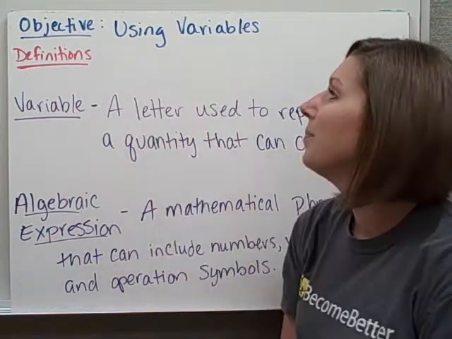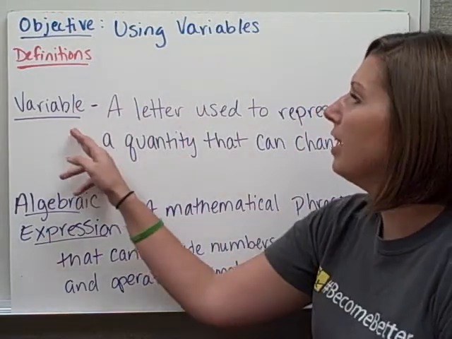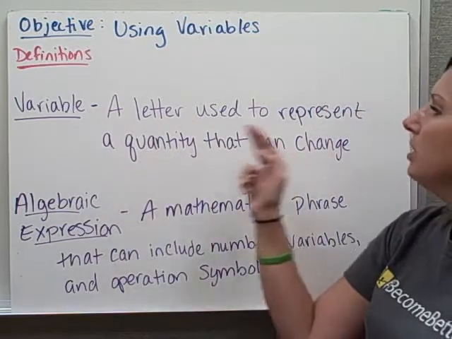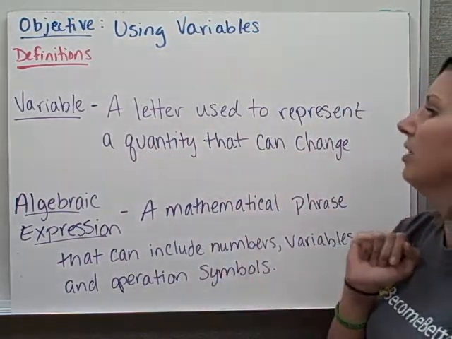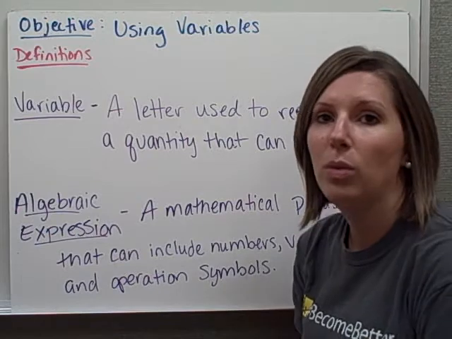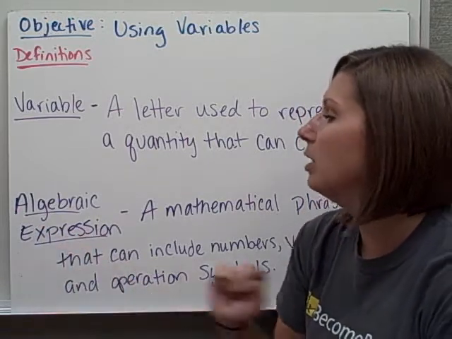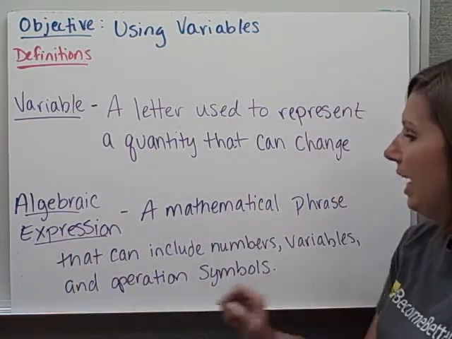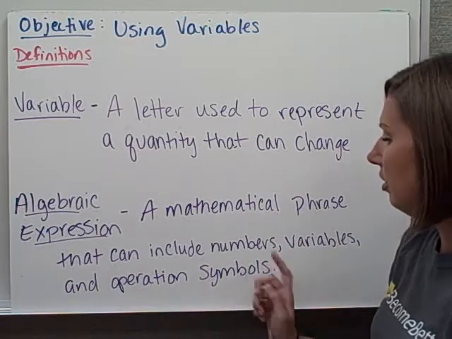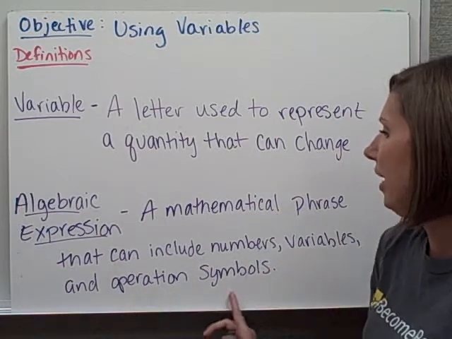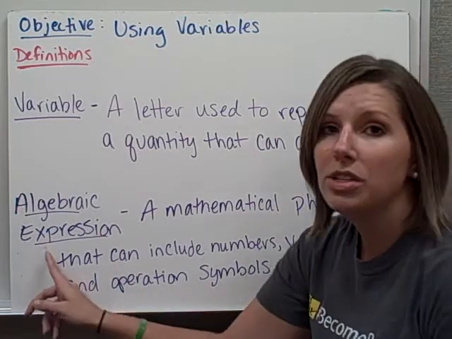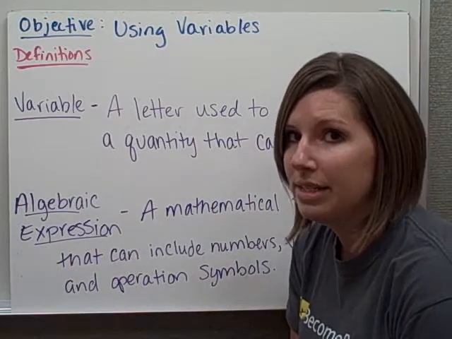Using variables. Some definitions. A variable is a letter used to represent a quantity that can change. So any letter of the alphabet would work. Algebraic expression: a mathematical phrase that can include numbers, variables, and operation symbols. Expressions do not include equal signs.